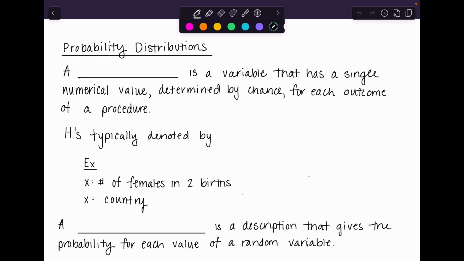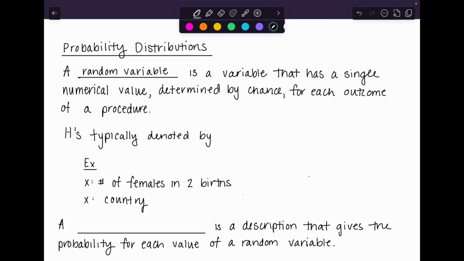So we're going to first start with some definitions because these are super important to us. The very first one is a random variable. So a random variable is, hopefully you can get it from the name, it's random and it's varying, but it's a variable that has a single numerical value determined by chance for each outcome of a procedure. Okay, that's the kind of thing we want to be working with.